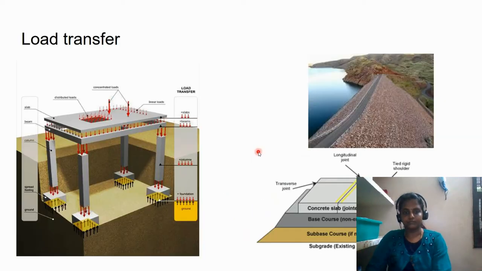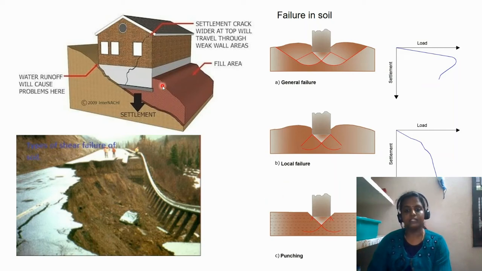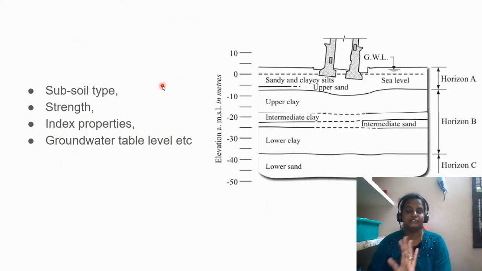So I was talking about this load transfer. These are the failures that may occur in a soil. It can be shear failure or it can be a settlement. Now we are on this picture. Can anyone tell what this structure could be? Name of the structure?